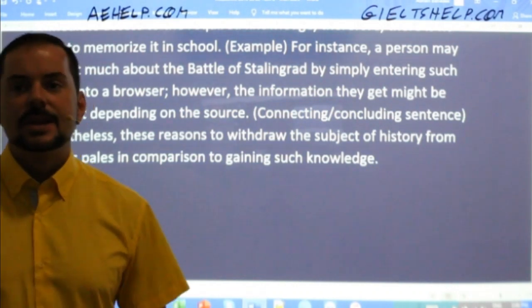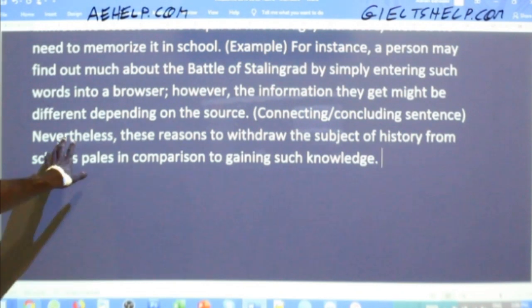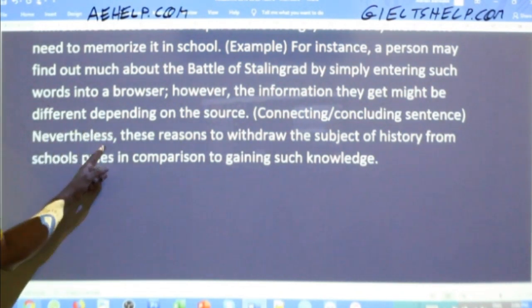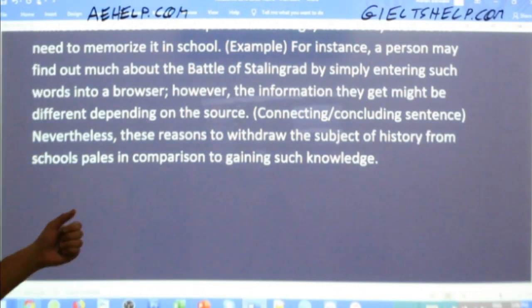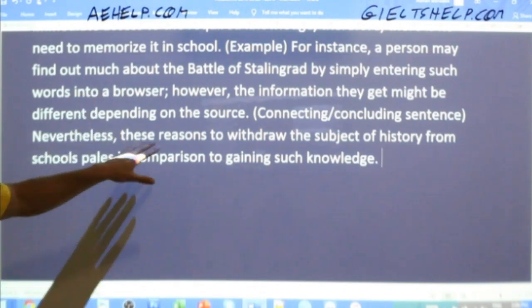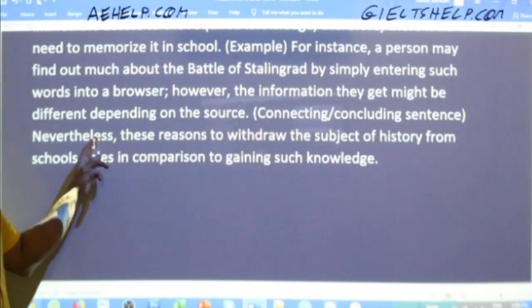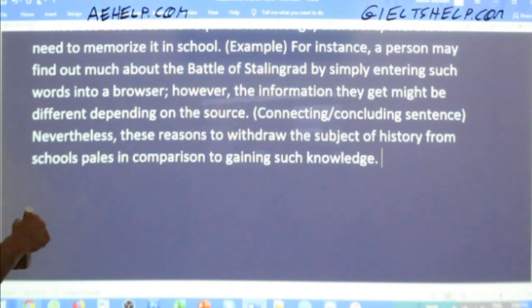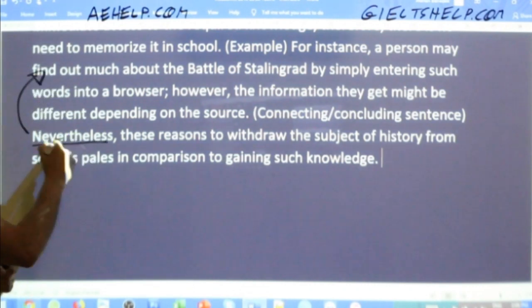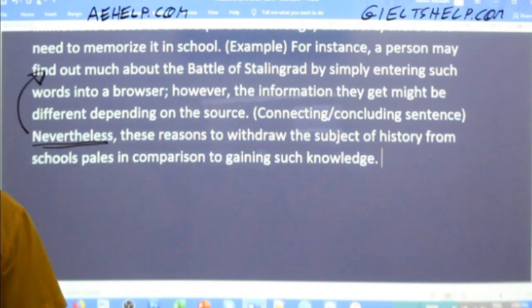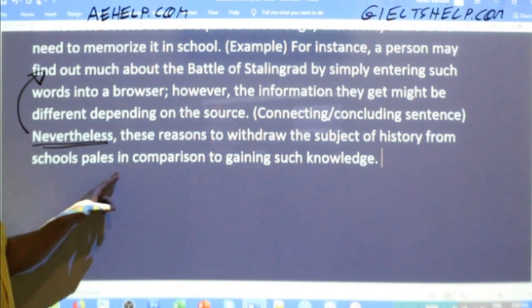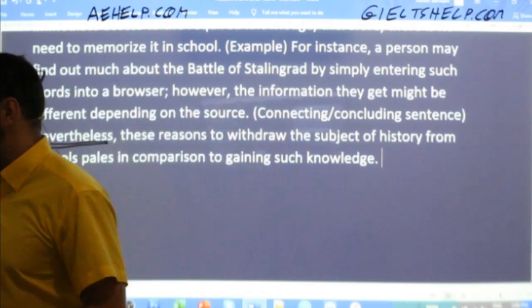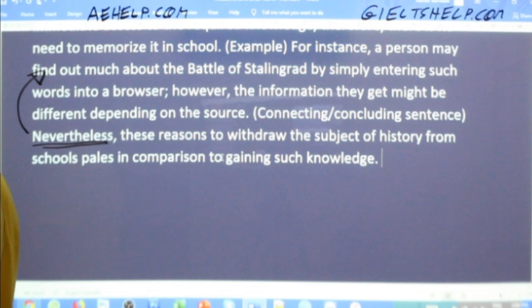Okay, so there's my connecting, concluding sentence. So nevertheless, nevertheless is a really nice word to think about here. Another word that you can use is nonetheless. Okay, so nevertheless or nonetheless. Keep those two words in mind when you have this type of an essay for your connecting, concluding sentence. So this word nevertheless immediately introduces a weakening of this information. So nevertheless is a very good piece of vocabulary to hold and keep in mind when you're writing such an essay. So nevertheless, these reasons to withdraw the subject of history from schools pales in comparison to gaining such knowledge, or pales in comparison to the importance of gaining such knowledge.